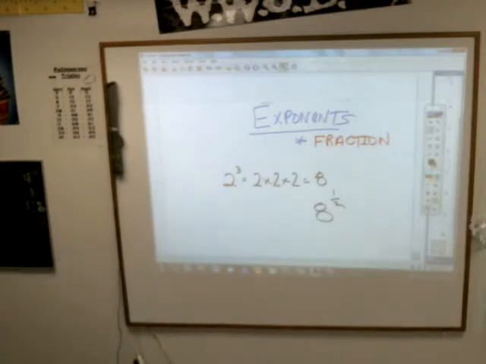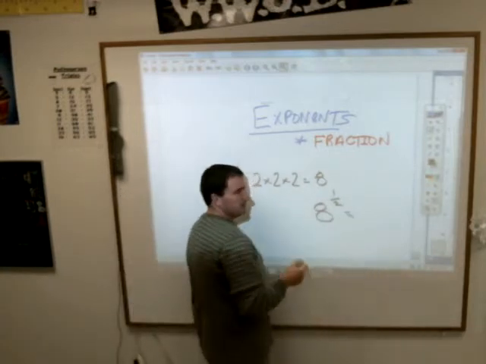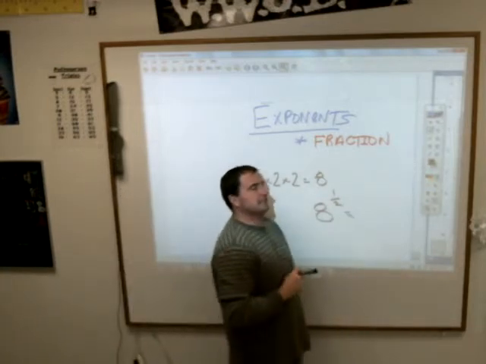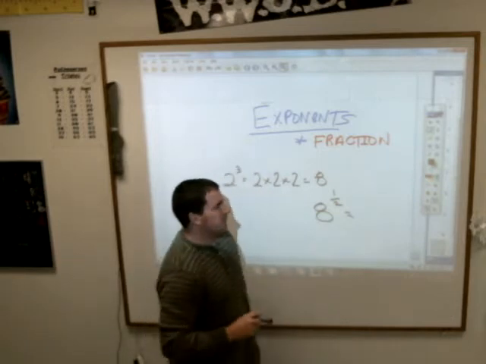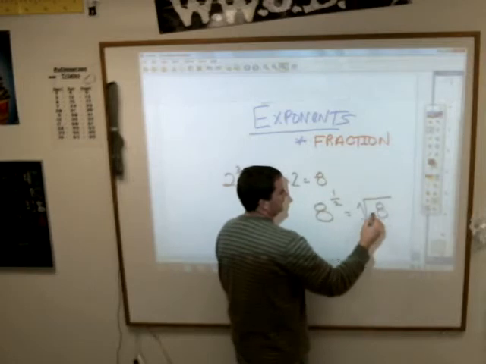Is it 4 times 8? It is not, but that's a good guess. What is the square root of 8? Believe it or not, it is. 8 to the 1/2 power is the same thing as the square root of 8.